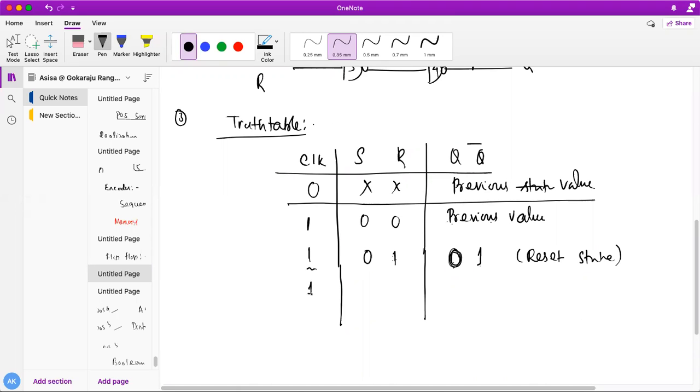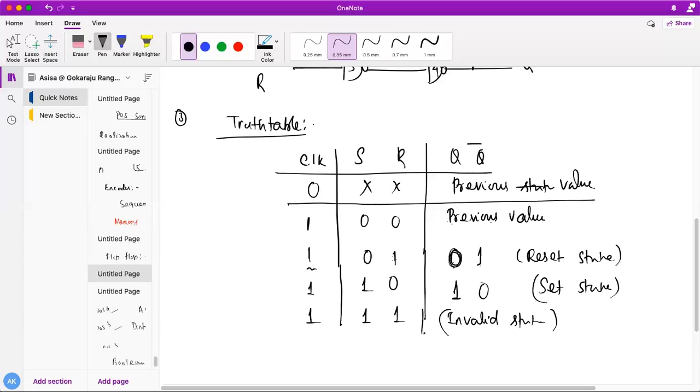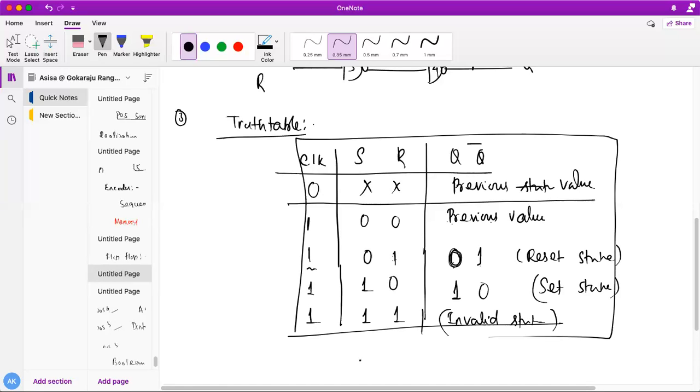Now again clock is 1, and this is 1 0. So what will it do? Whatever my previous value, it will set, meaning it will provide my output equal to 1, and this is called my set state. Now again clock is 1, S is 1, R equal to 1. At that time it is an invalid state. Why? Because the output and its complement both get the same value. So this is my truth table of the SR flip flop. Do you all understand, students?